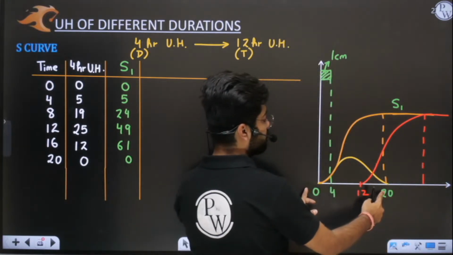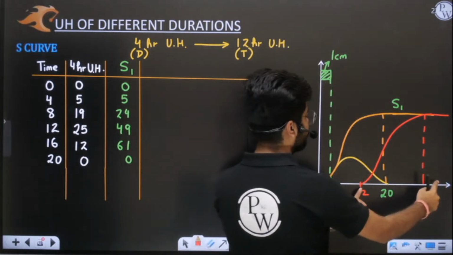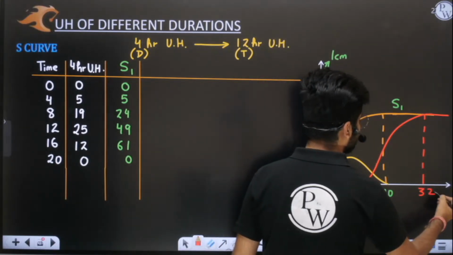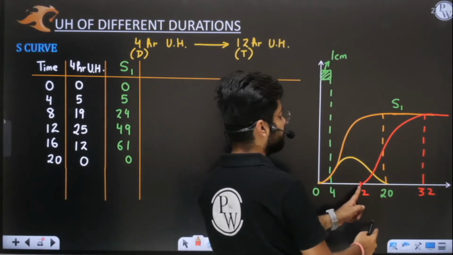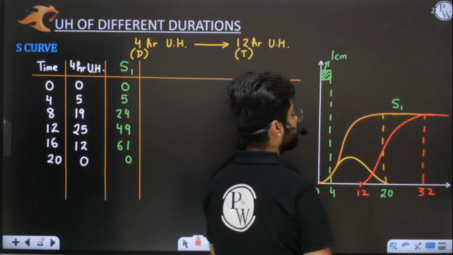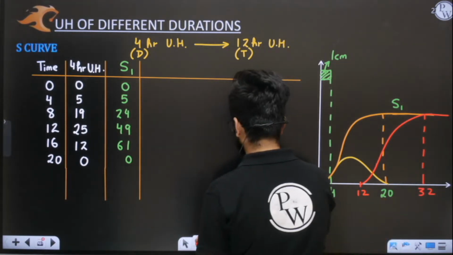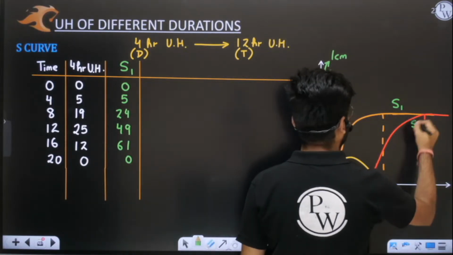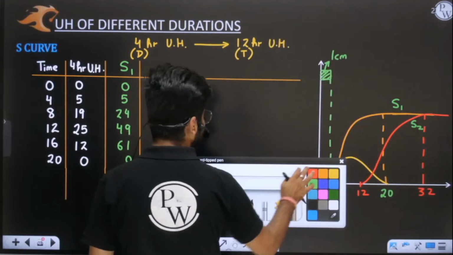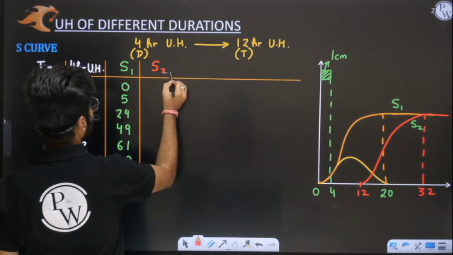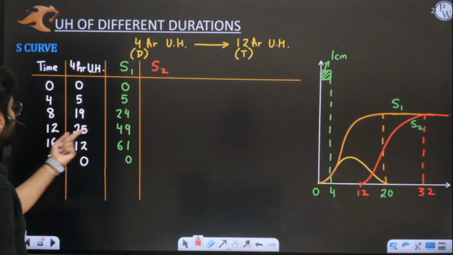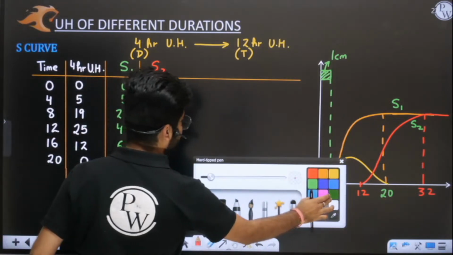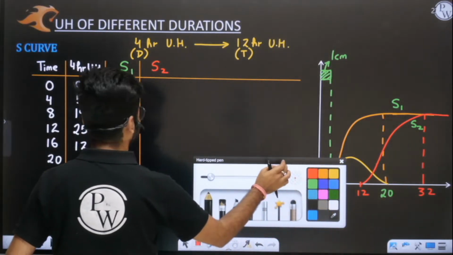See, this is going from 0 to 20. If this shifts here, it will go from 12 to 32. So this is my S2. The red line is S2, so I will write S2 with red ink. I have to start from 12 now.